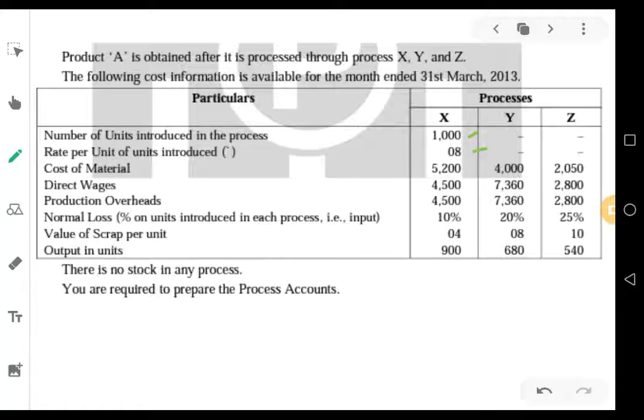So for selling the normal loss scrap, there is a scrap rate per unit given to us, value of scrap per unit, that is 4 rupees, 8 rupees and 10 rupees for the X, Y, Z processes respectively. And also they have given us the output in each process. Actual output, that is the actual number of units manufactured in each process after all kinds of losses and gains. They are also telling that there is no stock in any process. You are required to prepare the process accounts.